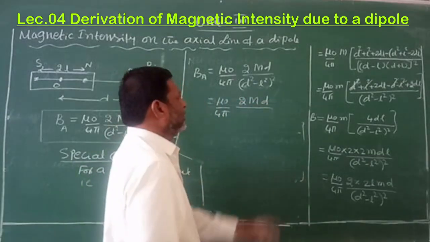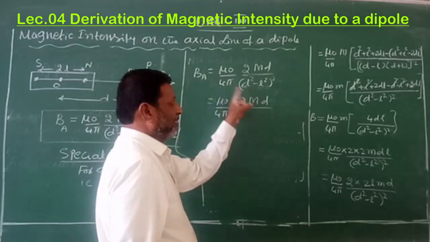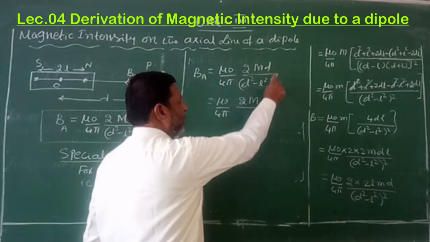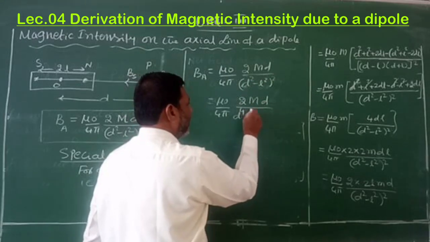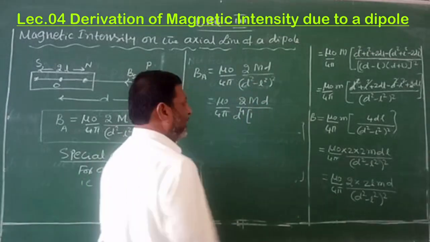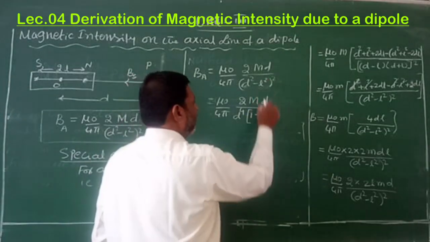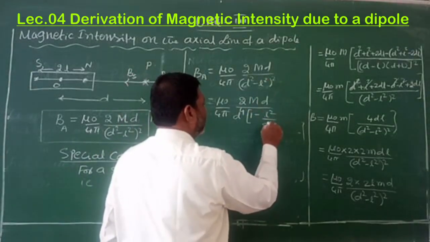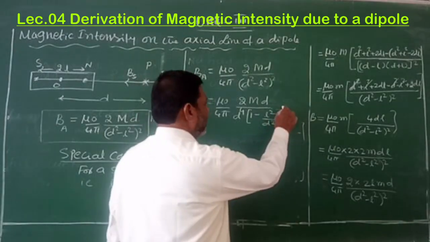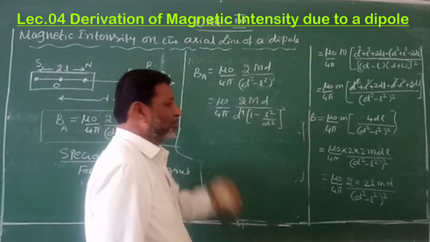Now what you do is take d square out of the bracket. Already d square is there outside, and squaring gives d raised to 4. Inside the bracket you will have 1 minus L square divided by d square, the whole raised to the power of 2. Now the formula reduces to this one.